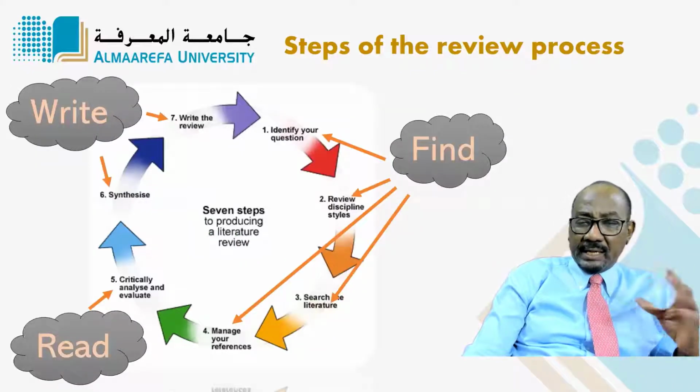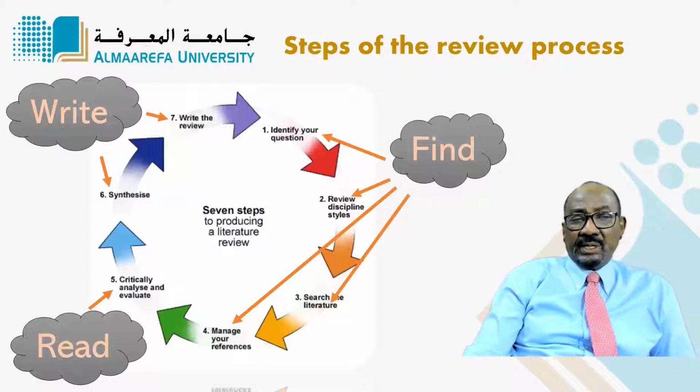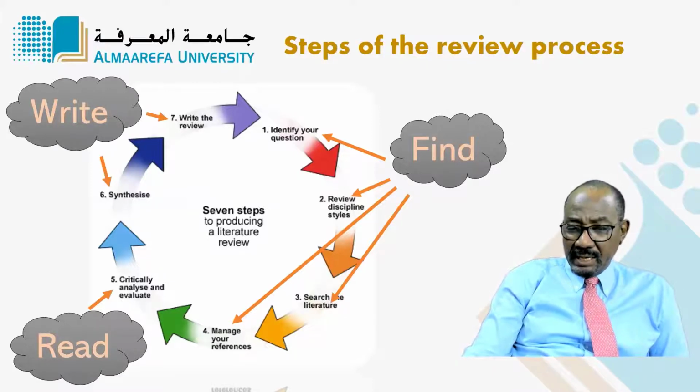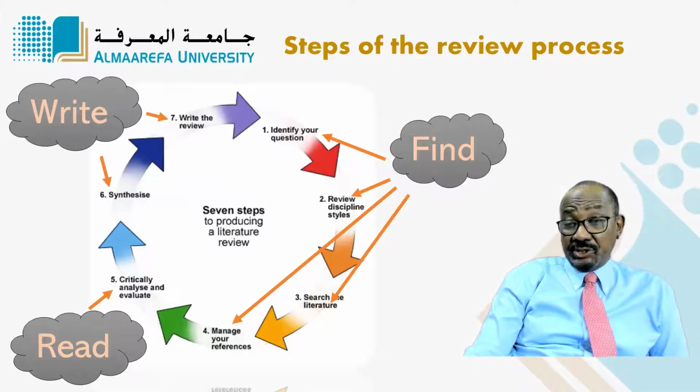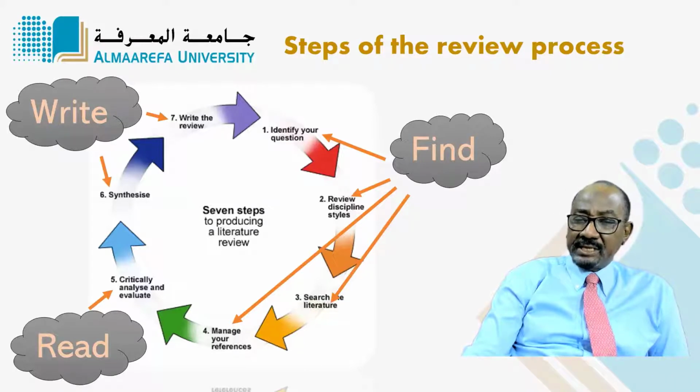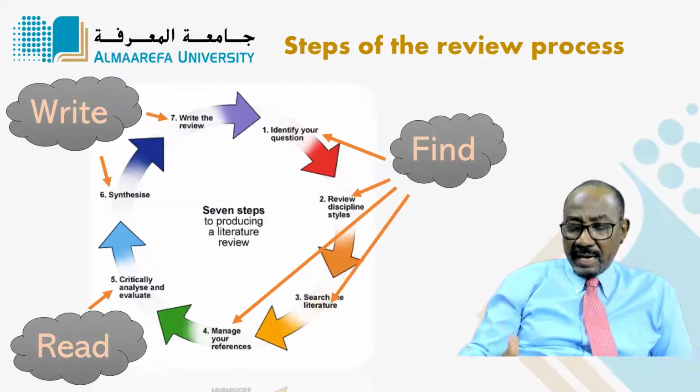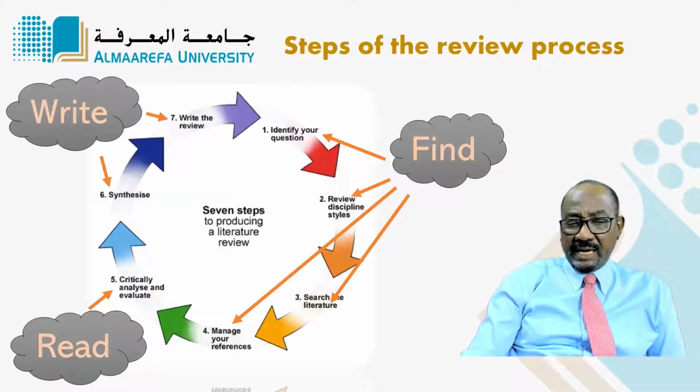But if you look at other diagrams, for example this one, these 3 I mentioned earlier: find, read, and write. But for example, to find the literature, you need to identify your question, review the discipline area, search the literature, and manage your references. So even citation management is part of the finding part of the previous diagram. And then the second step is you read them.